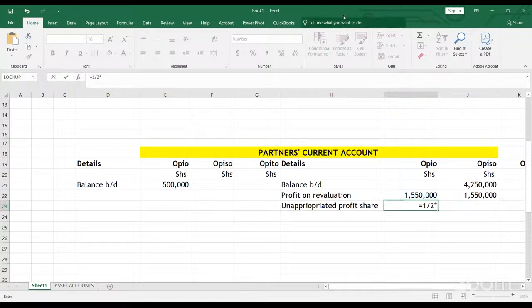Unappropriated profit, how much do we have, members? Please, let's finish. How much are the unappropriated profits? Checking the balance sheet. That is 26,476.05, right? We have that. Even Opito will also get his share.